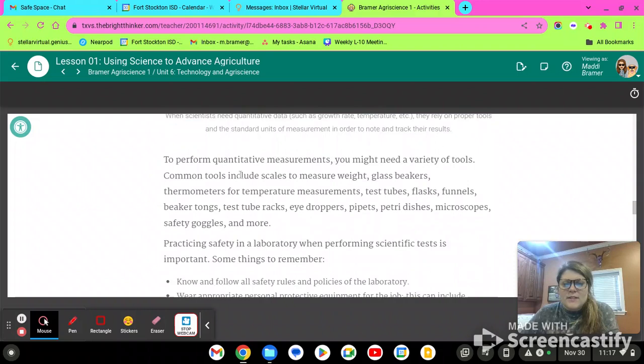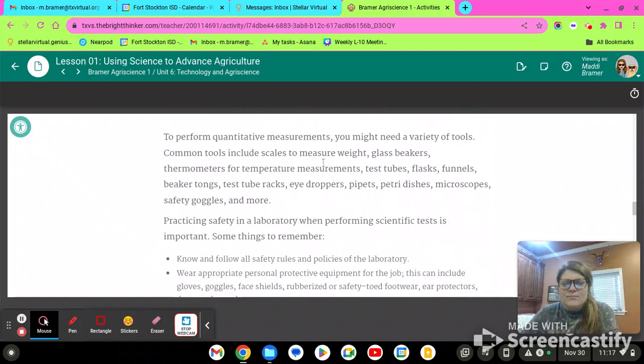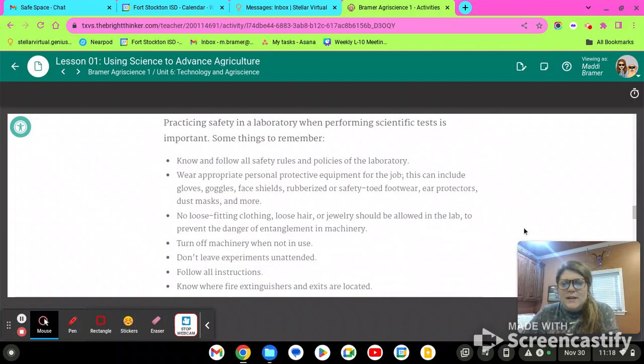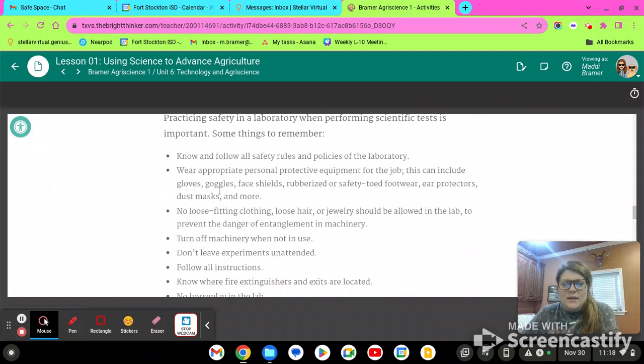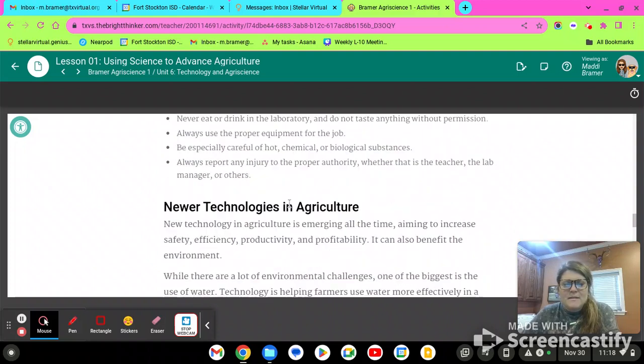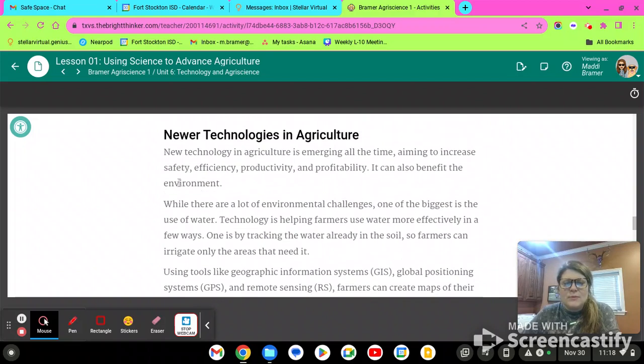So as you perform quantitative measurements, you might need things to measure them. So you could use scales, beakers, thermometer, test tubes, funnels, beakers. And it's important to practice safety in laboratory when you're performing these. It just shows you some lab rules.